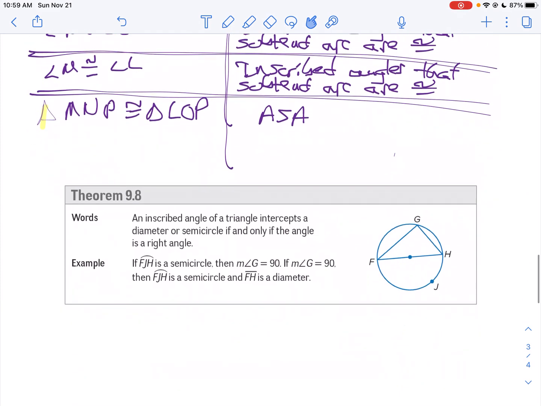Now, if we look at our next theorem, an inscribed angle, I think I'll do that in the next video.